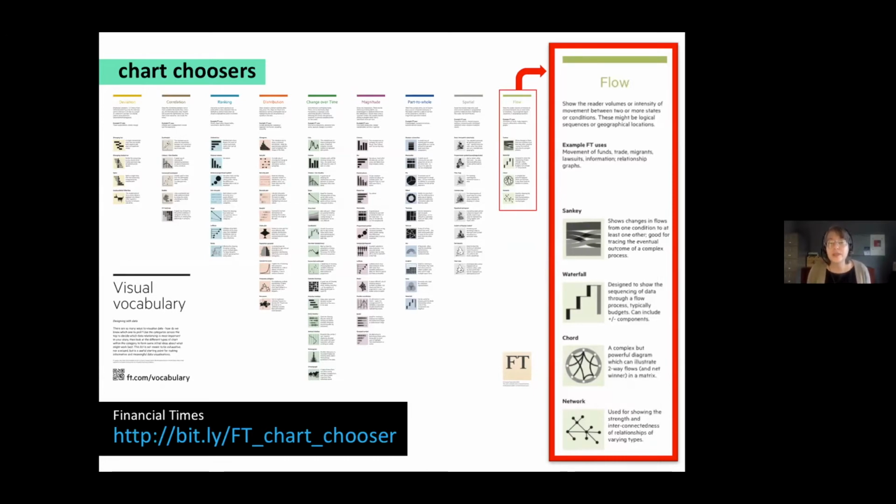Here's one from the journalists at the Financial Times. At the top of each column here, there's a different data relationship or goal that's described, like the one that I highlight, which speaks of the idea of flow. Below that description, there are a series of recommended chart types that they suggest that you use. This is just to help with the initial brainstorming stage. This isn't necessarily hard and fast rules.